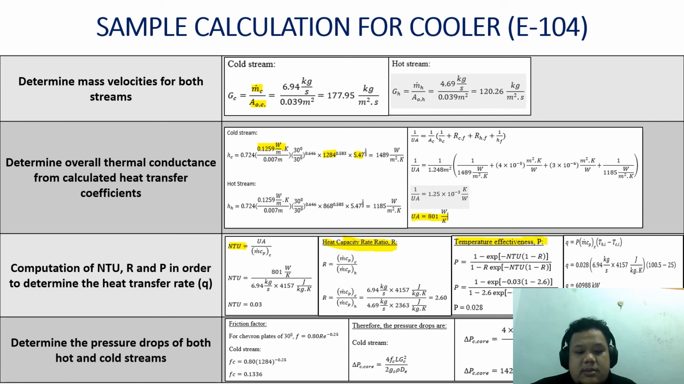For this particular project, I use the plate with the chevron configuration and with the 30-degree angle. And from the calculation, I managed to get the friction factor of 0.1336 for the cold stream. After we calculate the friction factor, we can go ahead with the pressure drop calculation from this equation.